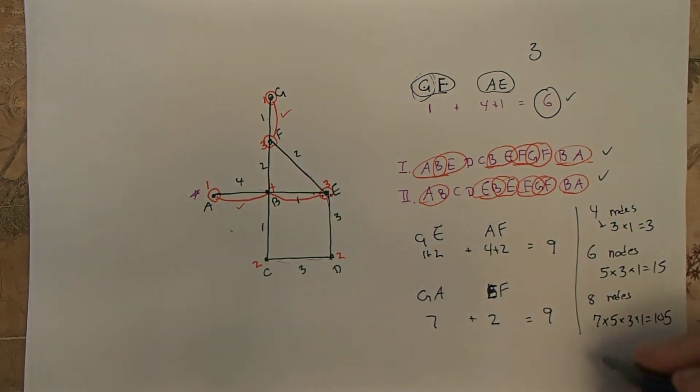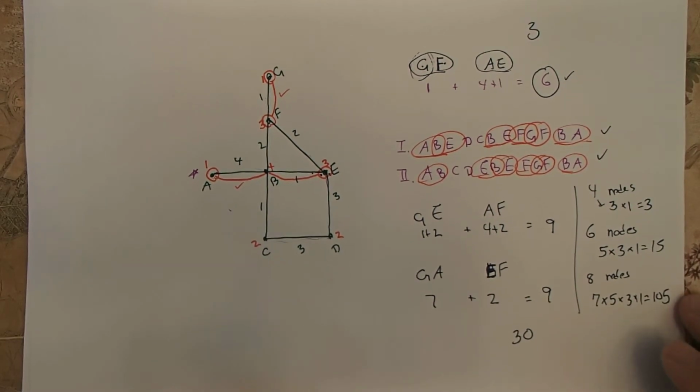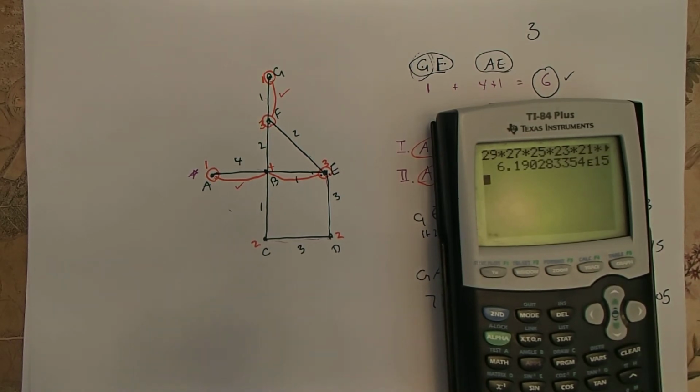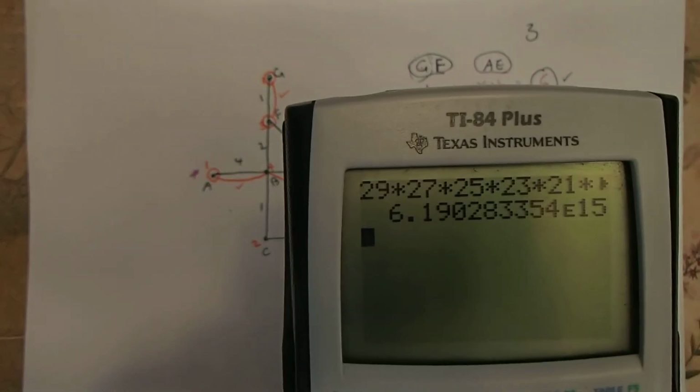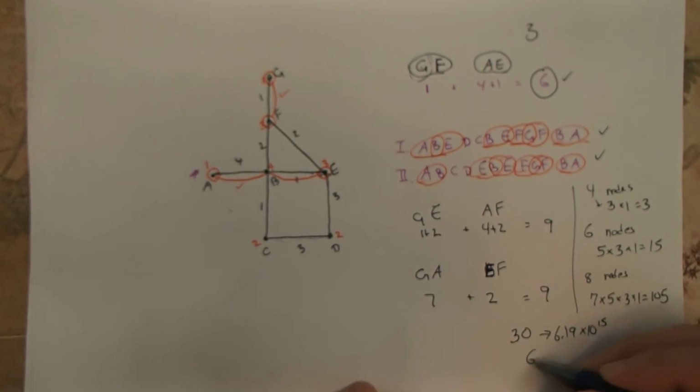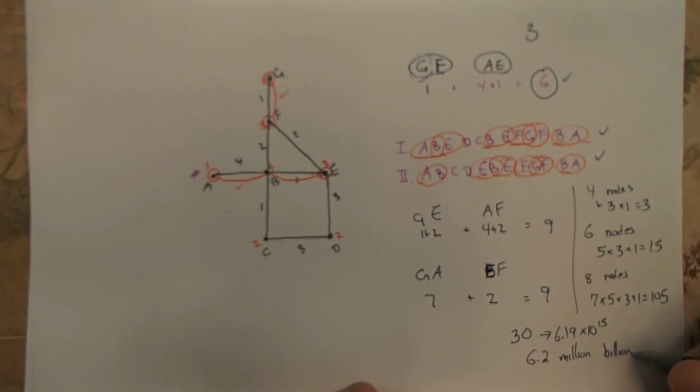And our lovely graph has 30 odd nodes. With 30 odd nodes, to find the number of possible pairings, we start with 29, and we have to go 29 times 27 times 25. So what we're doing is multiplying all of the odd numbers that are less than the number of nodes there are. So we're up to 17, 15, 13, 11, 9, 7, 5, 3. And I don't really have to put the times 1, but I can't resist completing the pattern. And when I find out what that equals, it equals 6.19 times 10 to the 15th power, or 6.2 million billion possible ways to pair all the odd nodes.